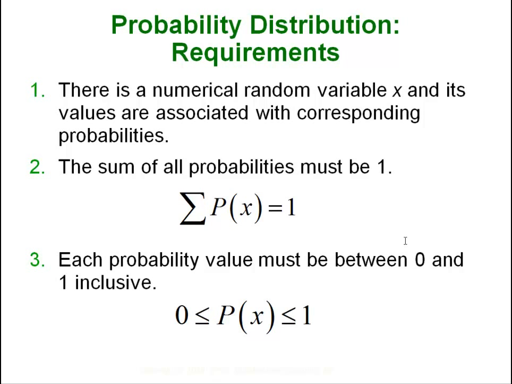So rule number 3 is the same rule that we always have for all probabilities. This is just saying each probability is between 0 and 1, and it can be inclusive. So you could have a probability of 0 and you could have a probability of exactly 1. But if you had a probability of exactly 1, that would be the only one you could have, because the other rule is the sum of all the probabilities must add up to 1. And that's a biggie. And then of course you have to have a numerical random variable x, and its values are associated. So you just have to have some x and then all the P(x)'s that go with it.